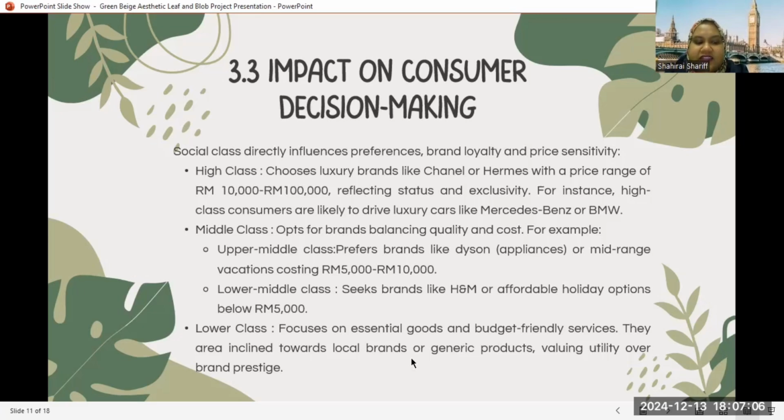For businesses, understanding these dynamics aids in designing target market strategies. Okay, thank you, madam, for my part.